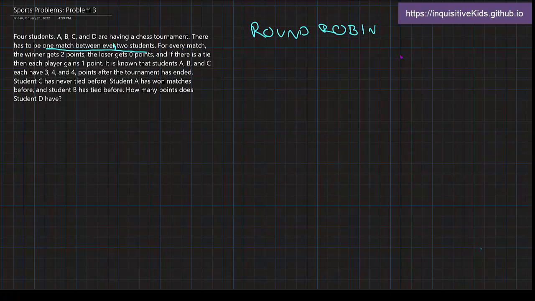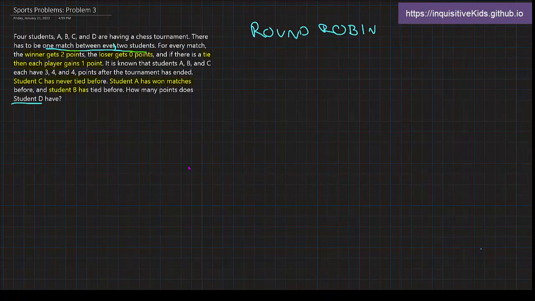For every match, the winner gets 2 points, the loser gets 0 points, and if there is a tie, then each player gains 1 point. It is known that students A, B, C each have 3, 4, and 4 points after the tournament has ended. Student C has never tied before. Student A has won matches, and student B has tied before. So, how many points does student D have?